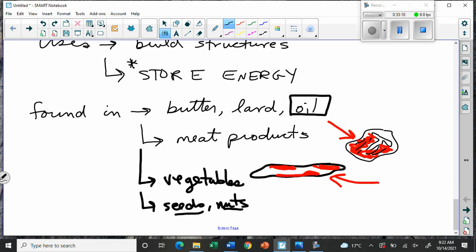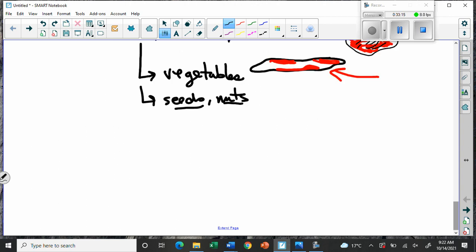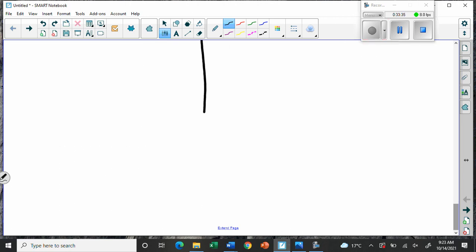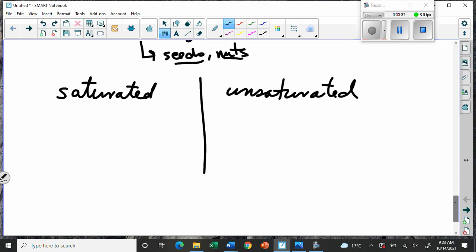Now, there are two kinds of fats we're going to talk about because we want to talk about how these things affect us and our health. And so there are what we call saturated fats and unsaturated fats. Now, here's what's cool about what saturated and unsaturated mean. Well, the word saturated is a big word that means to be full of, to hold as much as you can. So I'm just going to draw a picture.